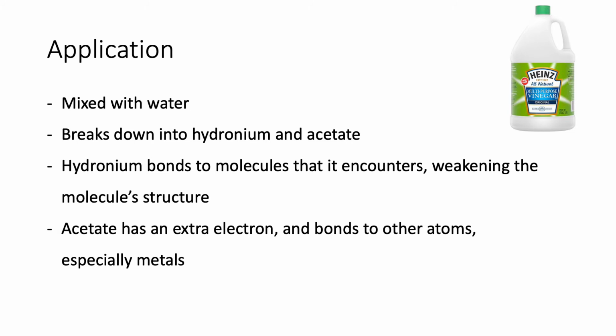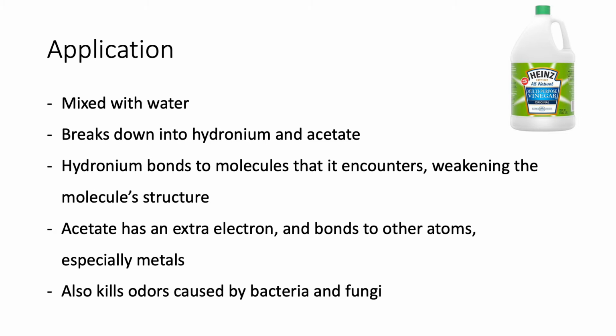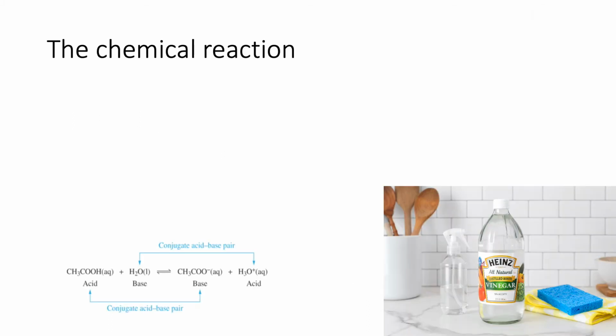Acetate has an extra electron, as we know from its negative charge, and this is going to bond with other atoms, especially metals. This is great for cleaning rust and grime. When mixed with water, acetic acid is also good for killing odors caused by bacteria and fungi due to its acidic nature. Now, let's look at the chemical reaction.